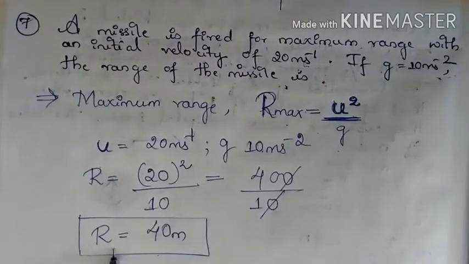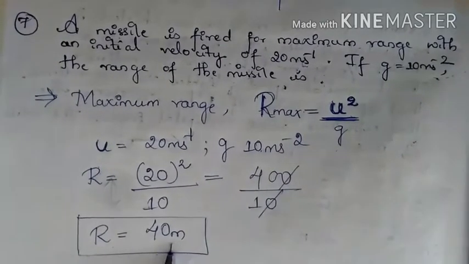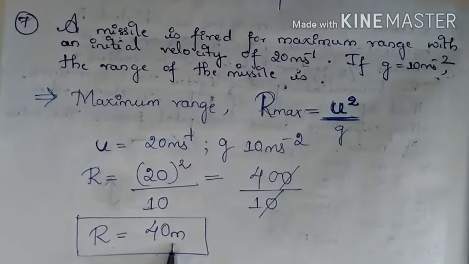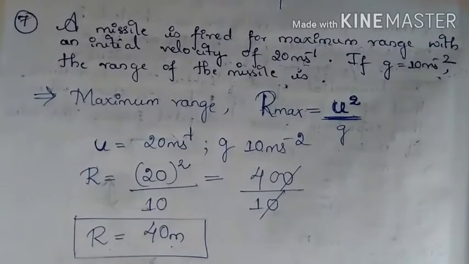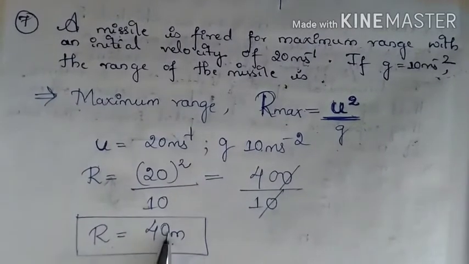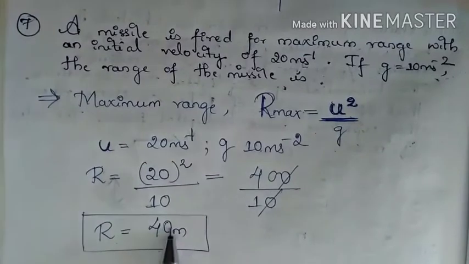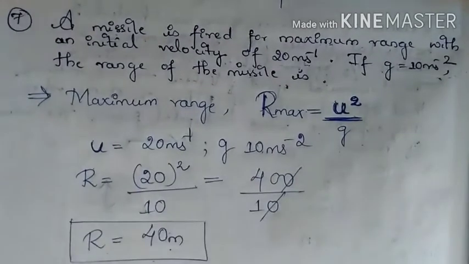R is equal to 40 meters. So I have written the unit here. So proper unit carries marks and improper unit carries 0 marks. Keep this in mind. If you write the unit wrong, then you will get 0 marks. Now let us move to the 8th question.